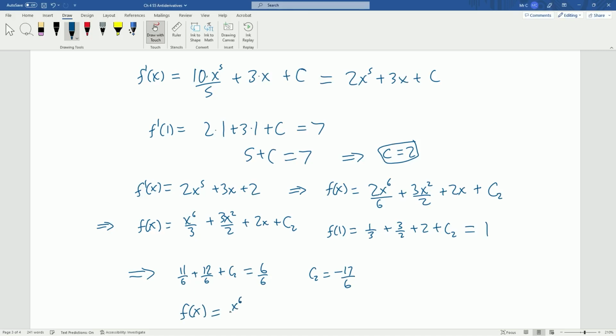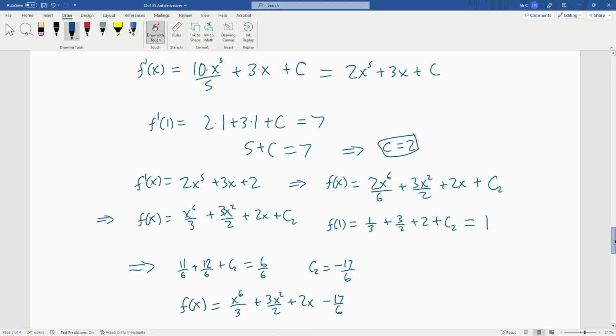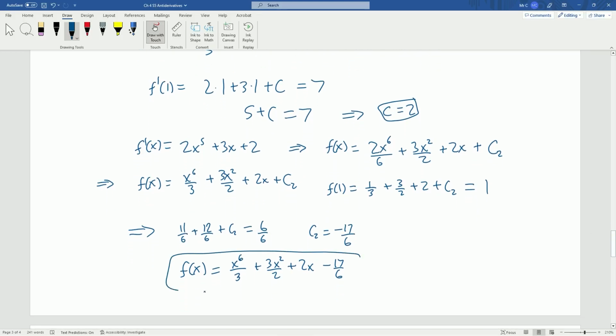F of x is equal to x to the 6th over 3 plus 3x squared over 2 plus 2x minus 17 over 6. All right, that's it for that one.